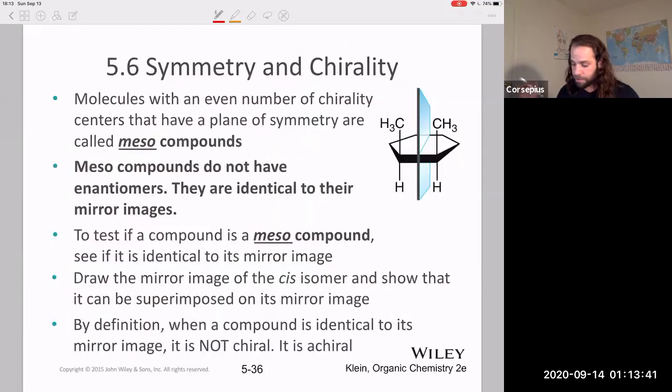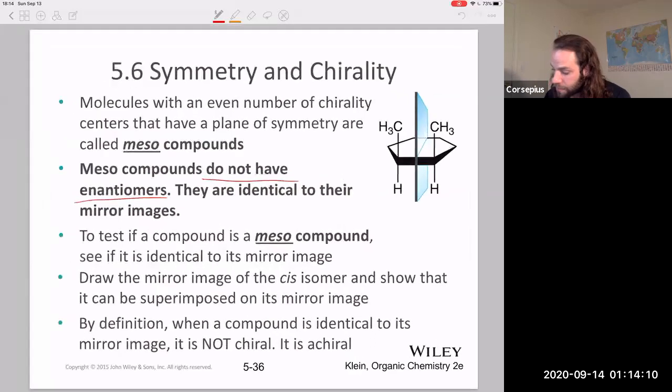Okay, just things to note. Meso compounds do not have enantiomers. They are identical to their mirror image. If you draw the mirror image, all you've done is redraw the same molecule again. That's what makes it a meso compound. You can spot a meso compound easily by whether it has a plane of symmetry associated with it. But really the real test is whether or not its mirror image is superimposable.